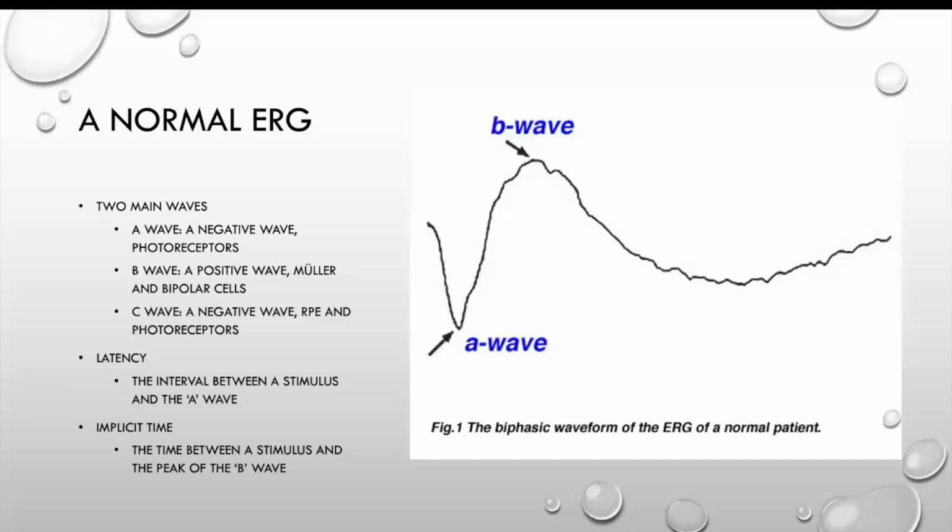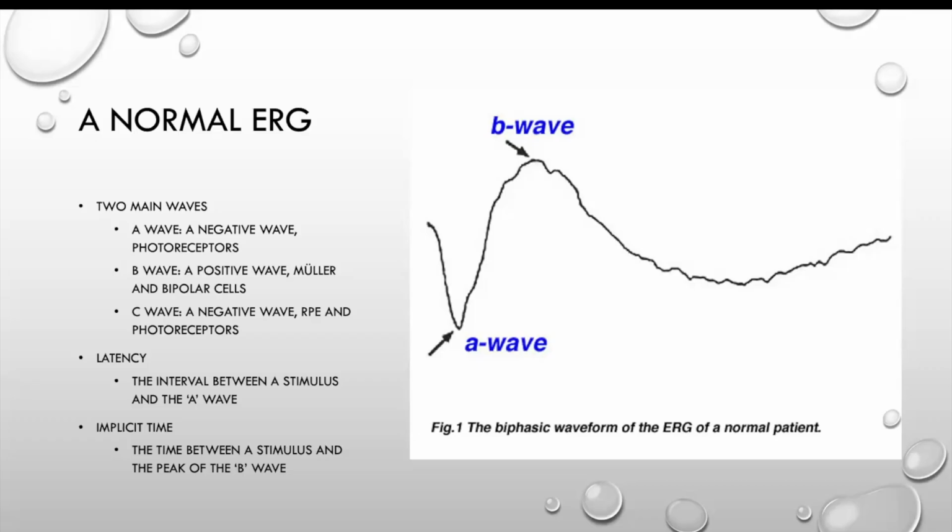So with a normal ERG, you've got two main waves. You've got the A wave and the B wave, and sometimes you might see a C wave. The A wave is a negative response, and it comes from your photoreceptors. And then your B wave is a positive response, and it comes from your Müller and your bipolar cells. So what you can appreciate is that without any electrical activity going through your photoreceptors, you're not going to see anything going through your Müller or your bipolar cells.